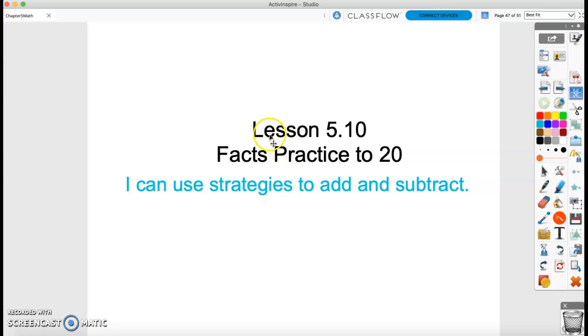All right, this is Math Lesson 5.10, Facts Practice to 20. At the end of this lesson, you will be able to say, I can use strategies to add and subtract.